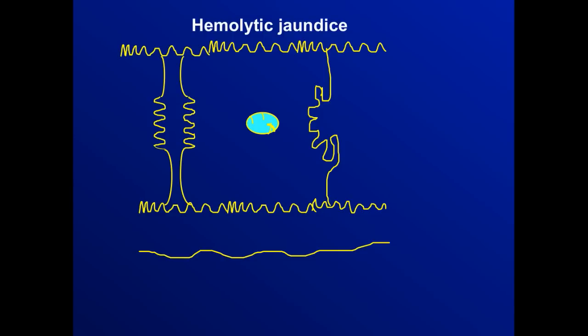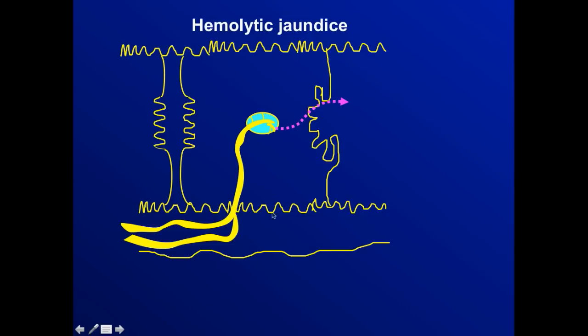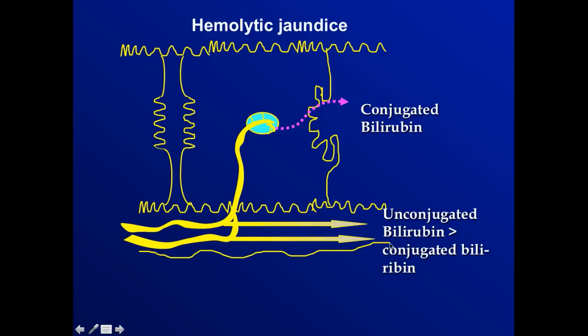In hemolytic jaundice, remember I said this is pre-hepatic jaundice. It's happening outside the liver. A lot of red blood cells get catabolized, for example in sickle cell anemia, so there is a high amount of unconjugated bilirubin that your liver cannot cope with conjugating. The portion that is conjugated goes as normal, but at a very high rate now compared to normal. So unconjugated bilirubin is higher than conjugated bilirubin in the blood.